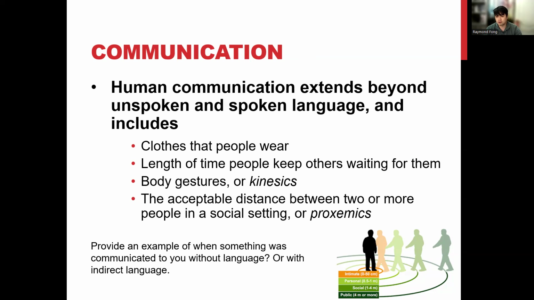So, clothes that people wear, right? When you go onto campus, if you see someone who is older with a button-down shirt, khakis, and dress shoes, you could probably assume that they're a faculty member, a teacher. If someone is dressed in the blue uniform with the badge, you can probably assume that they're public safety. If someone is dressed in scrubs, you could probably assume they're part of the nursing program.